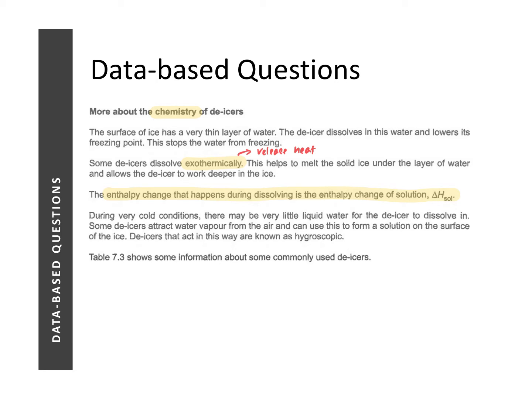The next paragraph, they tell you another type of de-icers that can attract water vapor. Right, this is effective when you don't have a surface layer of water to work with. Okay, so they tell you that this kind of de-icers are called hygroscopic de-icers. Okay, and then the next part gives you another table, table 7.3, where they show all the different de-icers that are commonly used and some information about them.